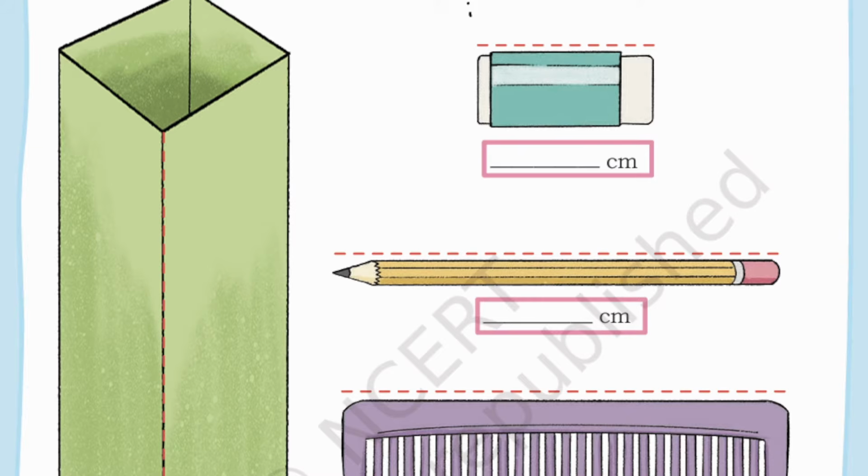Okay, let it be the measuring scale. Starts with 0 and 1 2 3 4 5, 1 2 3 4 5. So this is 1 centimeter, and 1 2 3 4 5, 1 2 3 4 5. So 2 centimeter, 1 2 3 4 5, and 1 2 3 4 5. So this is 3 centimeter.